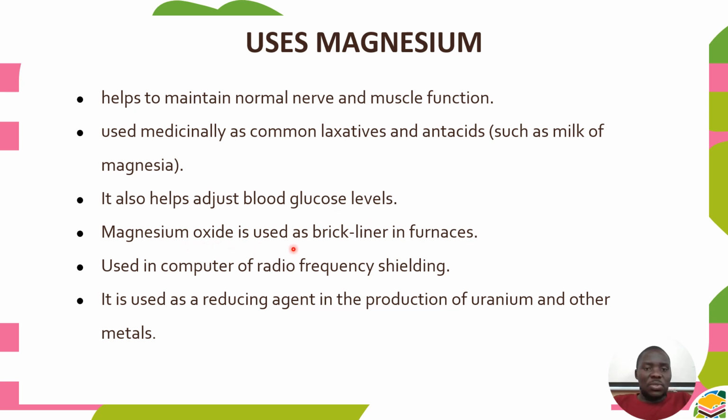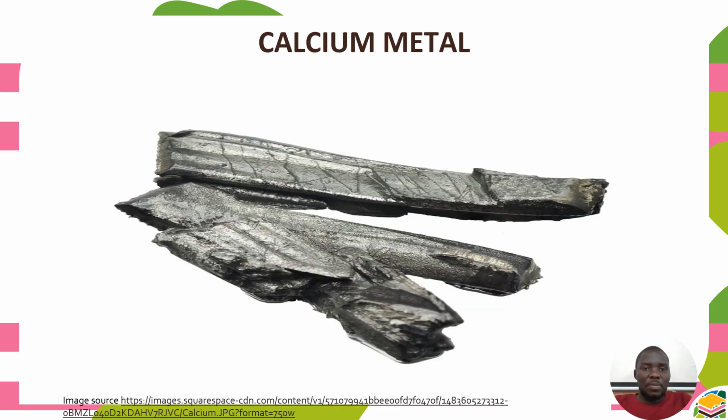Magnesium oxide is used as a brick liner in furnaces, used in computer and radio frequency shielding. It is used as a reducing agent in the production of uranium and other metals. So another one is calcium metal. So this is how calcium metal looks like. The same color, silvery color, and is somehow shiny.